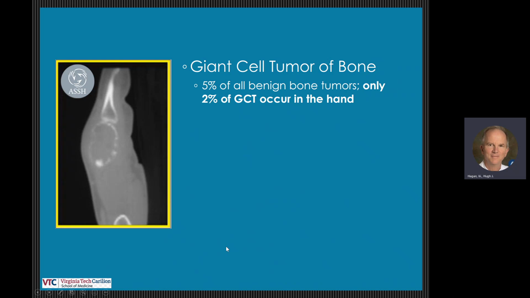They make up 5% of all benign bone tumors, but only 2% of them occur in the hand. So once again, pretty rare, sort of like aneurysmal bone cysts, to see a giant cell tumor of the bone in the hand.